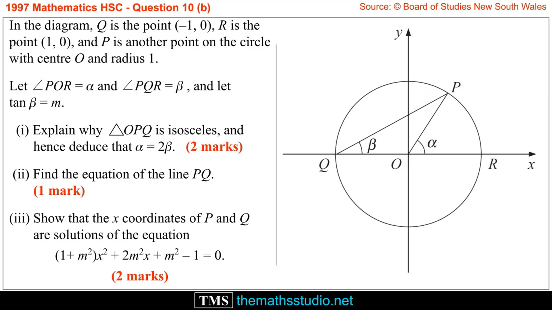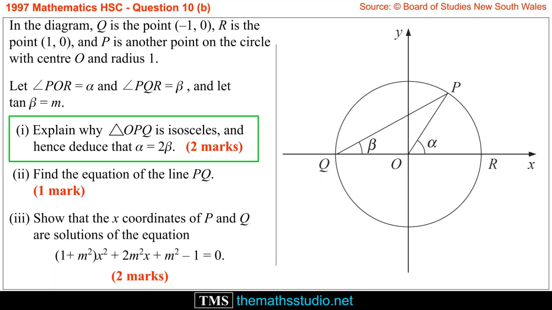Question 10, Part B. In the diagram, Q is the point (-1, 0), and R is the point (1, 0), and P is another point on the circle with center O and radius 1. Let angle POR equal alpha and angle PQR equal beta, and let tan beta equal m. Part 1. Explain why triangle OPQ is isosceles, and hence deduce that alpha equals 2 beta.